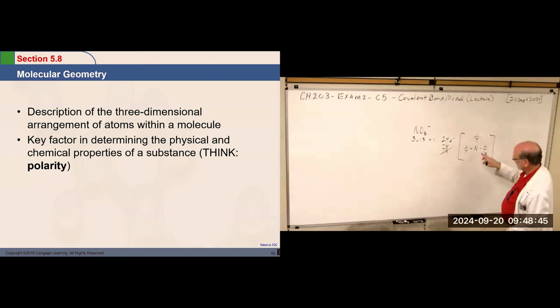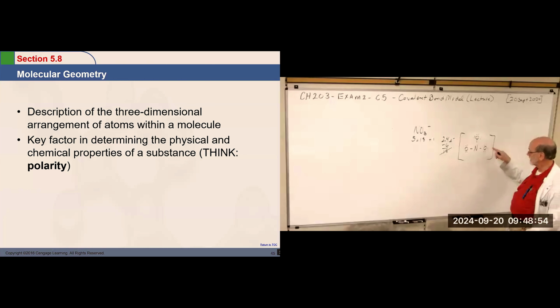Except nitrogen doesn't have an octet yet. So how do you form an octet? Well, you steal a pair from one of the oxygens. So let's say this one, like that. And then you have the charge. But that's only one possibility. We could have done it from this one or from that one.